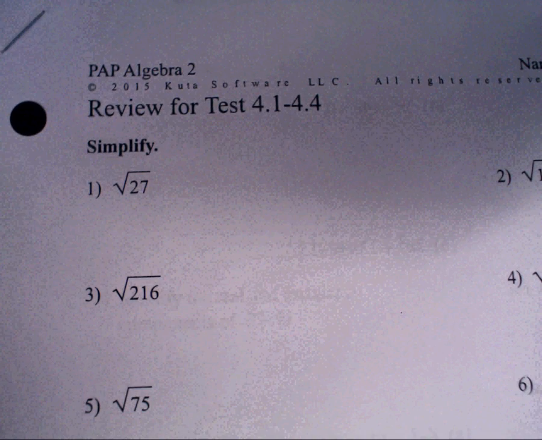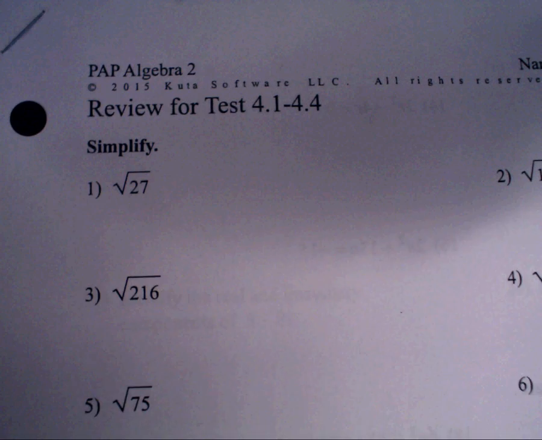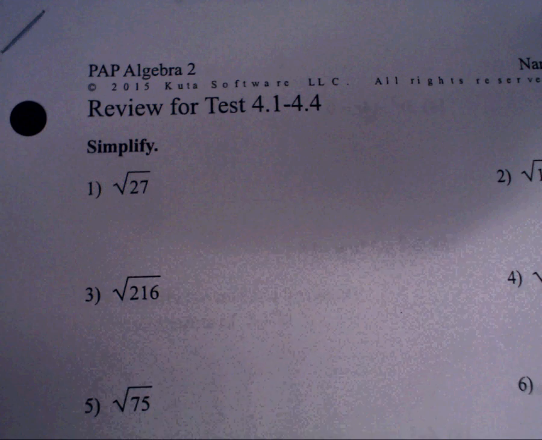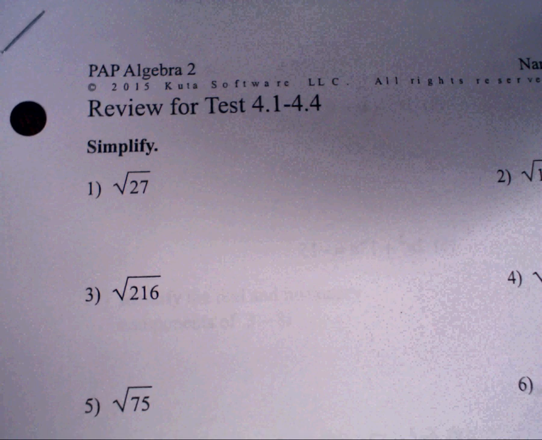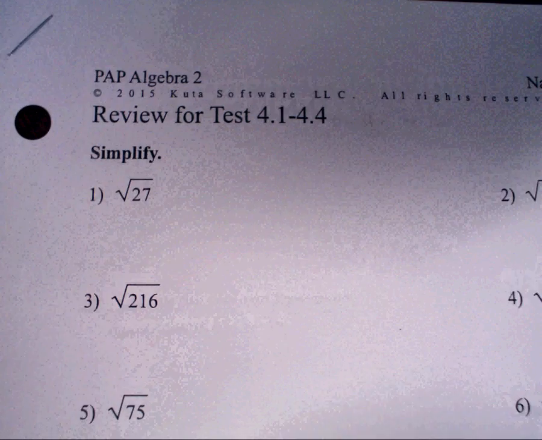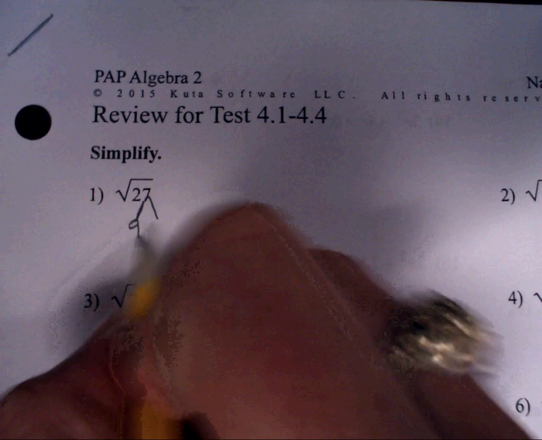I'm going to do some of the review with you. The other answers will be sent out through my 101. So I'm going to do about 3 in the first section. So we have simplifying radicals. What we're going to do is break down the numbers.